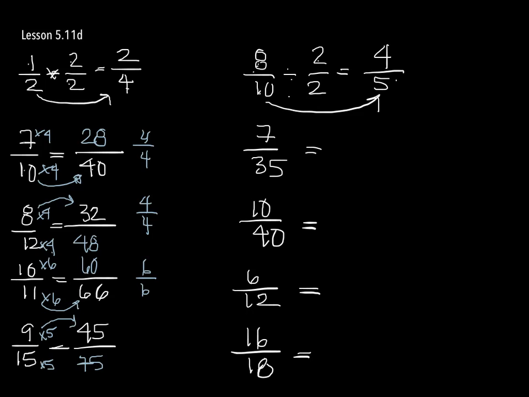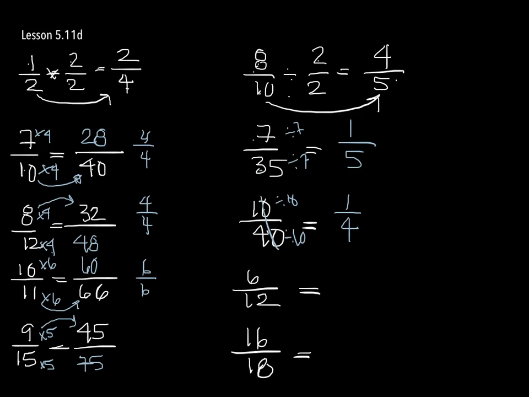And now let's look on the other side here. We're looking at reducing these fractions. So what goes into both 7 and 35? Well, both 7 and 35 are divisible by 7. 7 divided by 7 is going to be 1. 35 divided by 7 is going to be 5. What goes into both 10 and 40? Well, this one's easy in my mind because all you have to do is cross off the 0, which would be divided by 10, and you're going to get 1 over 4.